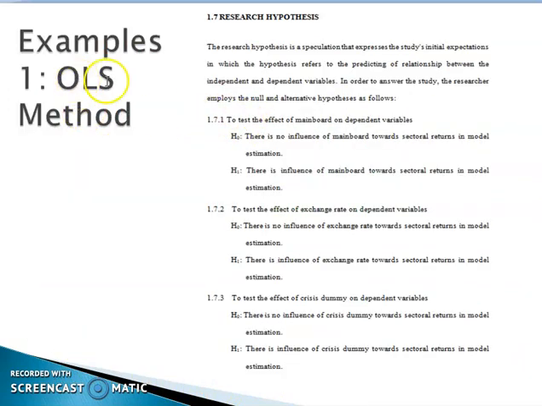Okay, this is an example of a hypothesis if using the OLS method. You can read through this example later on, and if you have any question, you can ask me. From here you can see that if we have three variables, the hypothesis needs to be prepared for each variable, from independent to dependent, if the method is OLS. So like this, mainboard toward sector return: mainboard is independent, sector return is dependent. Next is the influence of entry rate toward sector return, and also the crisis dummy toward sector return. Sector return is the dependent variable, pembolehubah bersandar, while mainboard, entry rate and crisis dummy are the independent variables, pembolehubah bebas.